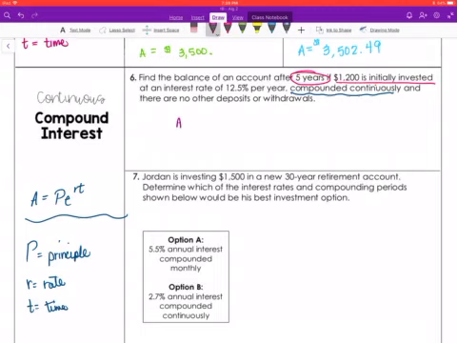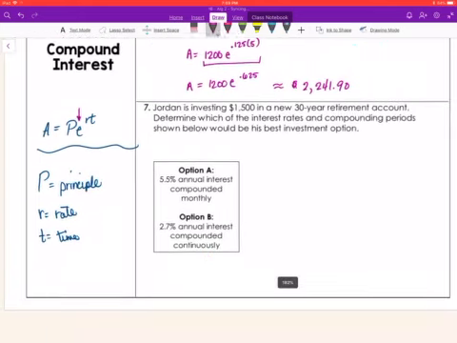I have my amount is equal to 1,200 times e, and that's your irrational number e. So 1,200 e to the 0.125 times 5 years. Okay, so put this string in your calculator, and when you do, I should have 1,200 e to the 0.625 power, and that's going to give me approximately $2,241.90. Okay, so that's your continuous compound.